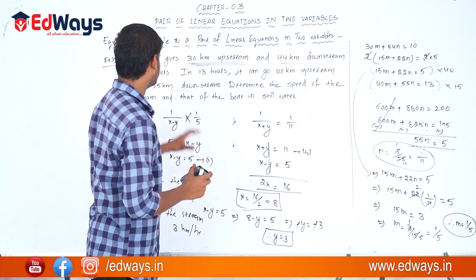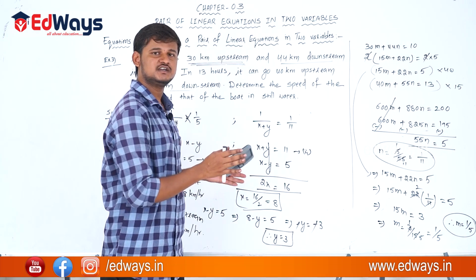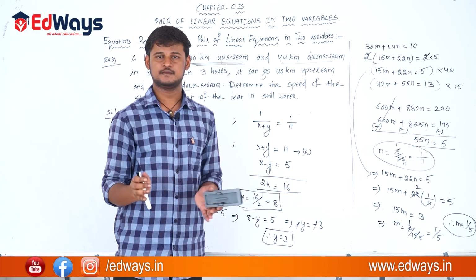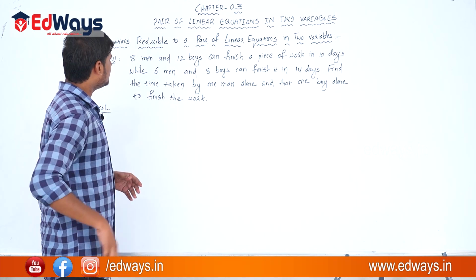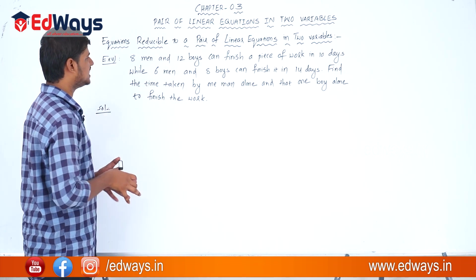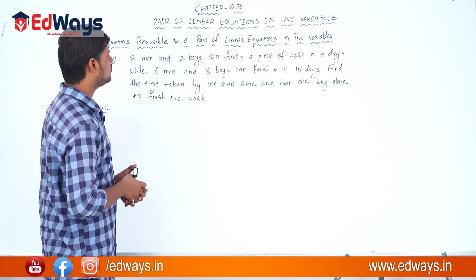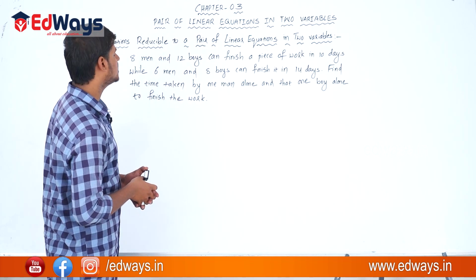The basic thing is that how you get the equation is very important. If you get the equation, solving is very easy. So the next example given was: 8 men and 12 boys can finish a piece of work in 10 days, while 6 men and 8 boys can finish it in 14 days. Find the time taken by one man alone and that of one boy alone.